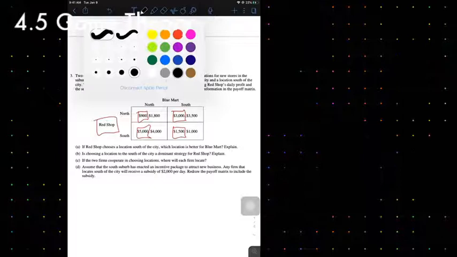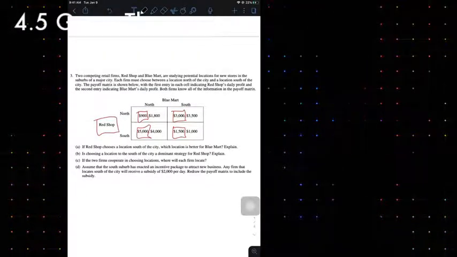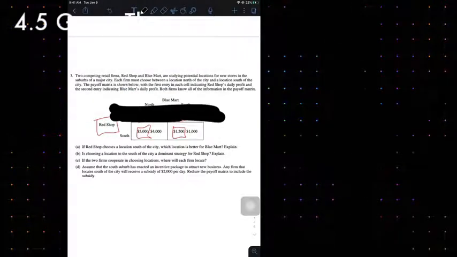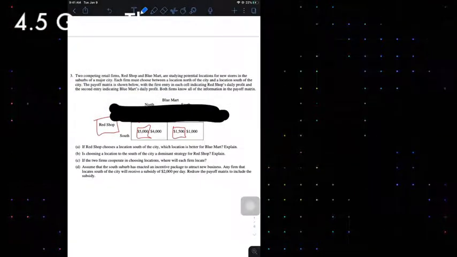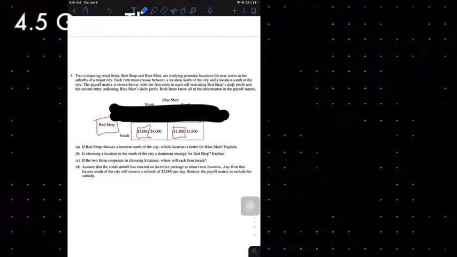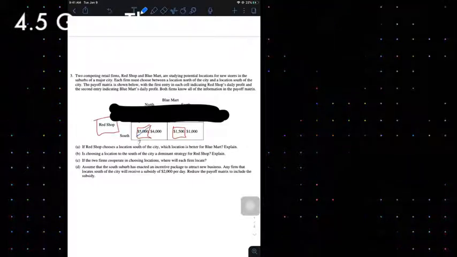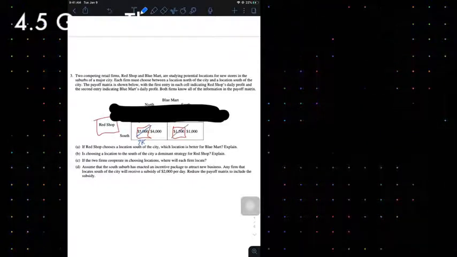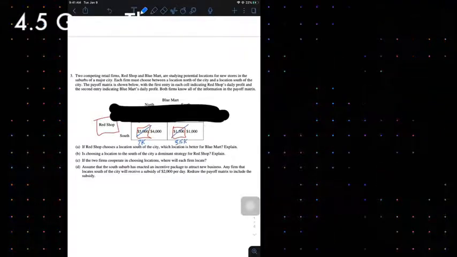And so this is how I like to solve that problem, right? The first thing that I'm going to do is make Red Shop go south. And when Red Shop goes south, they get $2,000 more of profit. And so what I have to do is change the Red Shop numbers. The Red Shop numbers are the ones that are boxed out. So our 5,000 becomes 7,000, and our 1,500 becomes 3,500.